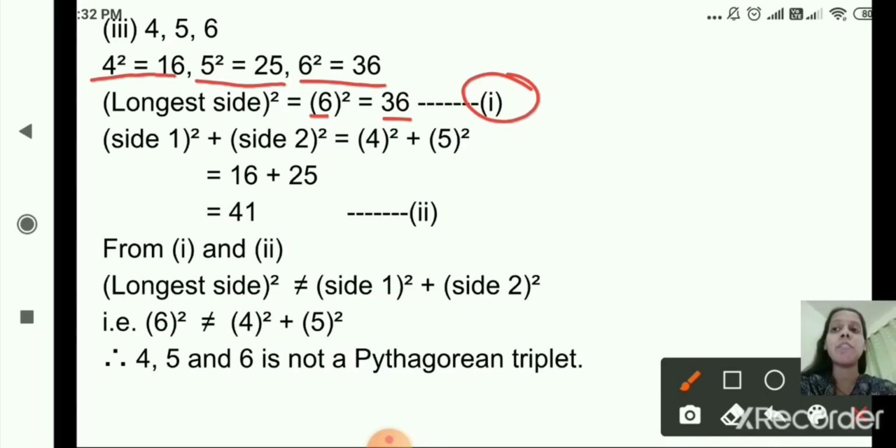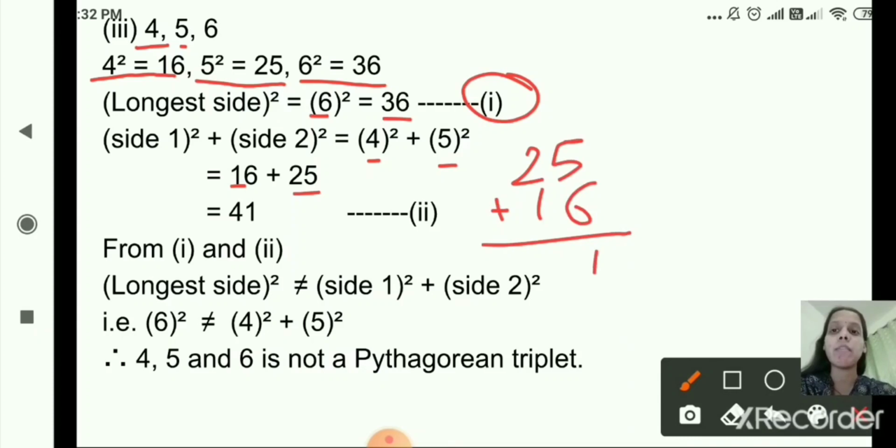Now which is side 1? 4, and which is side 2? That is 5. So 4 square plus 5 square. 4 square is 16 and 5 square is 25. Now do the addition, 16 plus 25. We'll do the addition here. 6 plus 5, that is 11. 1 here, 1 carrying. 2 plus 1, 3, plus 1, 4. So what did we get? 41, right?